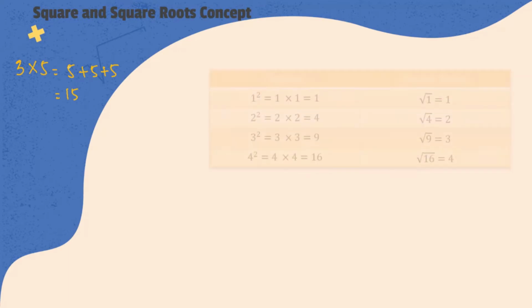So for the first topic, we will learn about squares and square roots. But I want to remind you, when you were in elementary school, you already learned about multiplication, right? Okay, how about 3 times 5? It equals 5 plus 5 plus 5. It equals 15. Because in multiplication, we just repeat the addition. But because squares and cubes are a kind of exponent, we will use repeated multiplication.